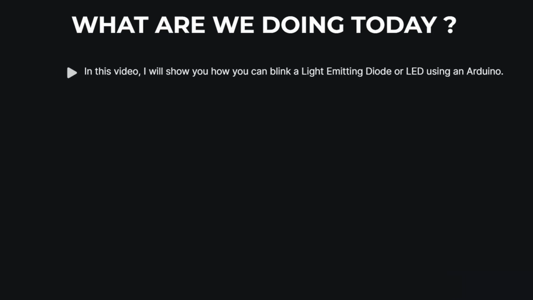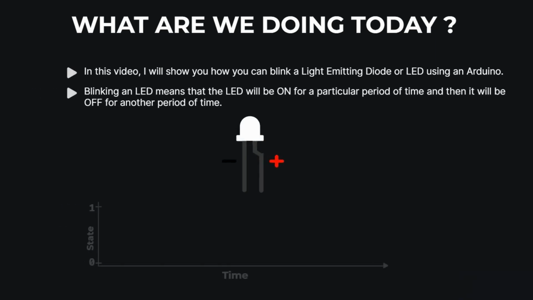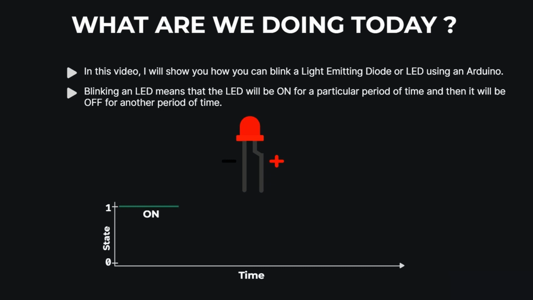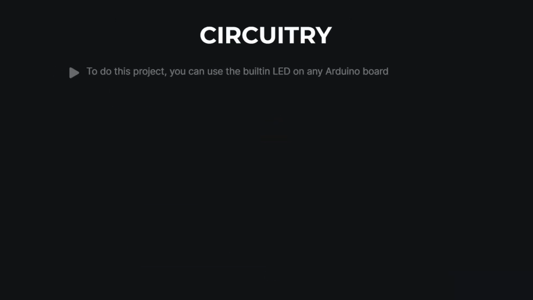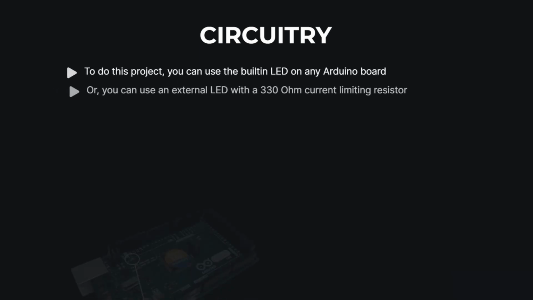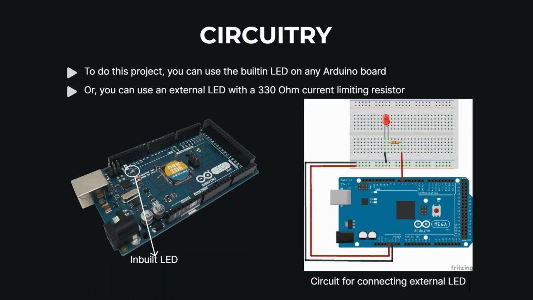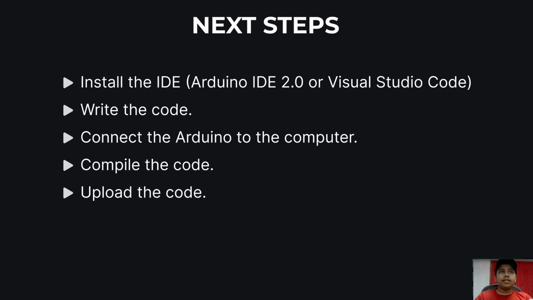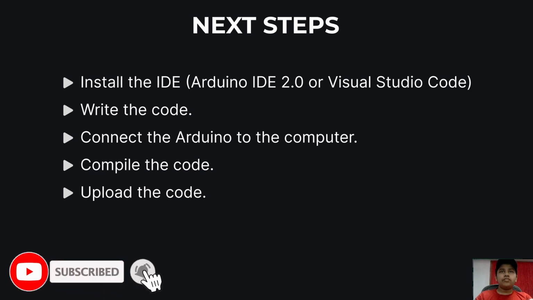In this video, I will show you how you can make a light-emitting diode or an LED blink using an Arduino. Blinking an LED means that the LED will be on for a period of time, say 1 second, and it will be off for another period of time. You can use either the built-in LED on the Arduino connected to digital pin 13, or you can use an external 5mm LED with a 330 ohm resistor connected to any of the digital pins on the Arduino. For the sake of convenience and brevity, I will use the built-in LED on the Arduino. So now that the hardware part is done, let's move on to the software part.